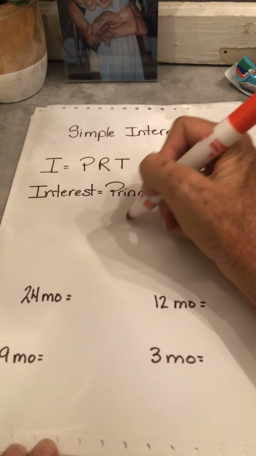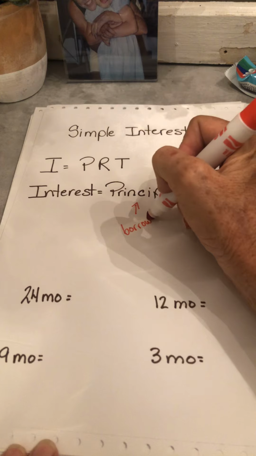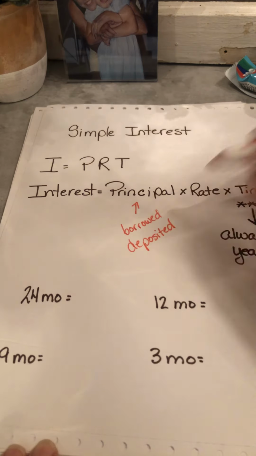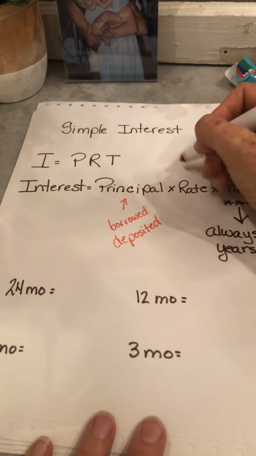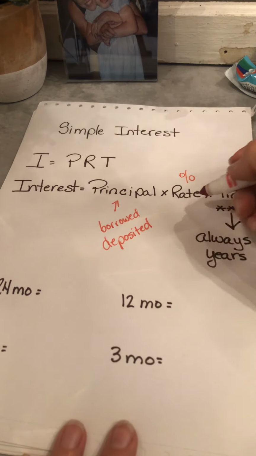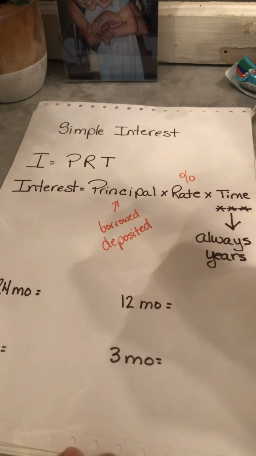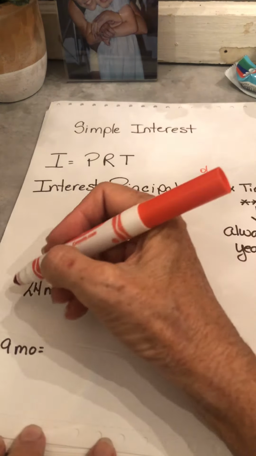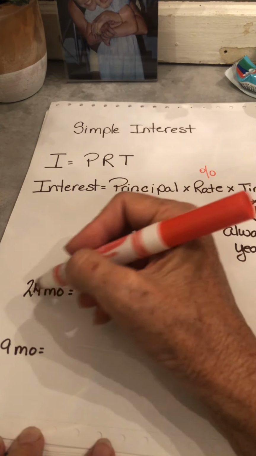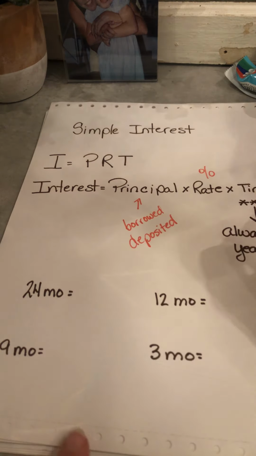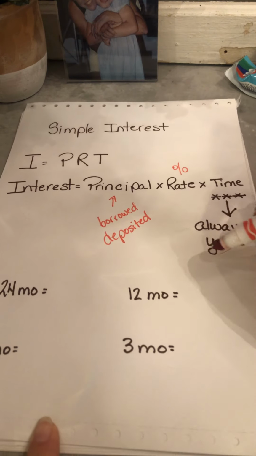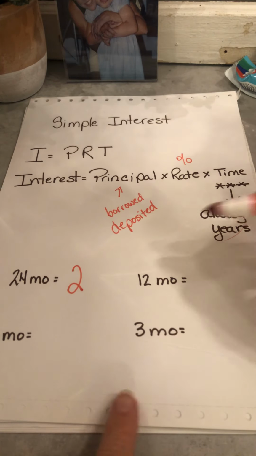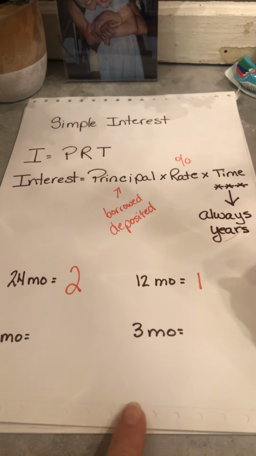Principal is either how much you borrowed or how much you deposited into an account to earn some kind of money, okay? Rate is the percent. Time, this is very, very important, is always in years. It's always in years. So, for instance, if I did a loan for you over 24 months, I would change that from months to years because it's always in years. So 24 months, I hope you realize, equals 2 years. 12 months equals 1 year.